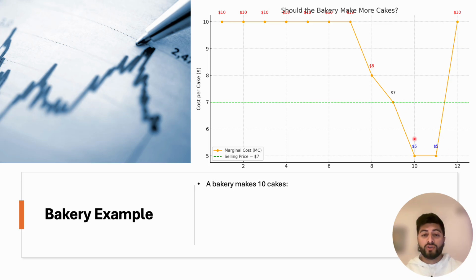That's how you maximize profits. So you'd want to be making around 9 to 11 cakes, so you can maximize profits.